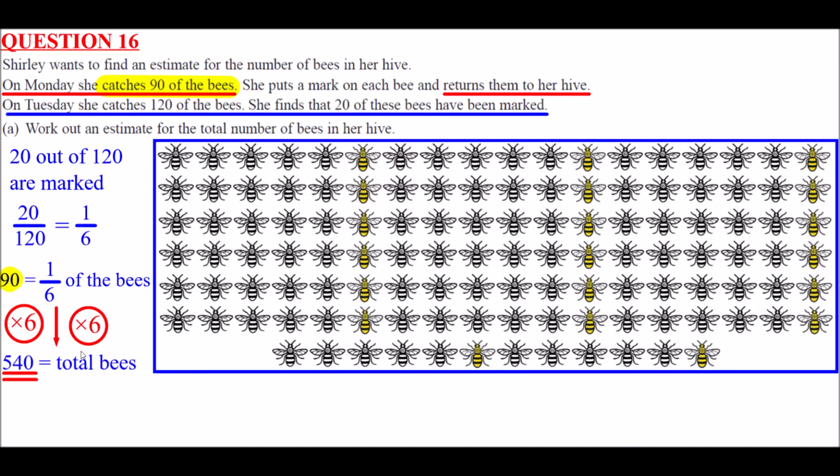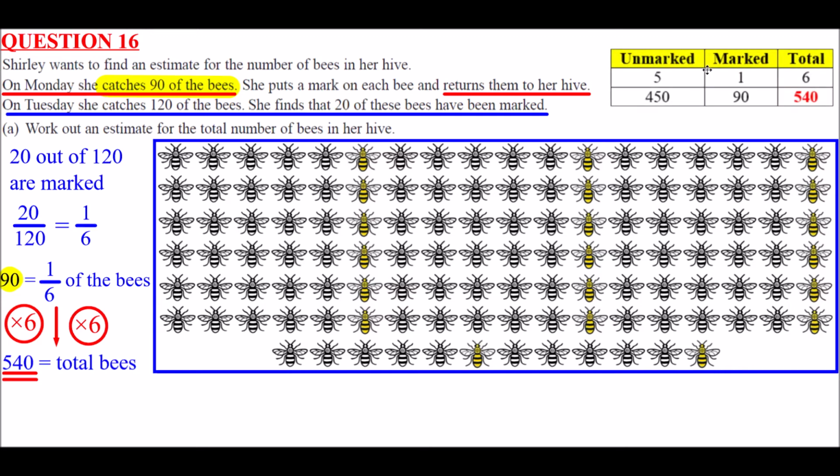Now, as well as that, there's another way of thinking about it which you might prefer. If you look here, if 120 were caught in total and 20 were marked, you can see here from this diagram, for every 5 that aren't marked, 1 was marked. So you can think of this question, if you prefer, as a ratio. So every 5 unmarked to 1 marked is a total of 6, but of course we knew that 90 were marked in total. So to go from 1 to 90, we'd have to multiply both bits of this ratio by 90.